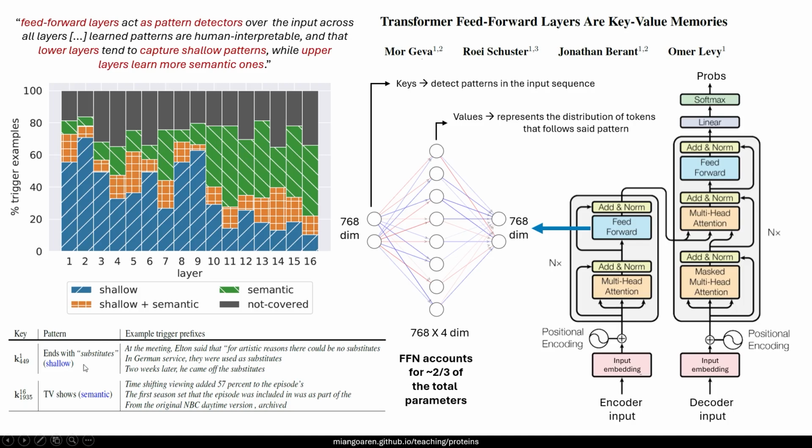For example, the type of patterns that could be associated with shallow patterns could be those that all end with the word substitutes. So here we have, "2 weeks later he came off the 2 substitutes." And so we have other examples where they all end with substitutes. And as an example of patterns that are semantic, we can see that here there are some that are all related to TV shows, as could be this one from the original NBC date and version archived. So, when talking about NBC, we are talking about things that are related to TV shows.